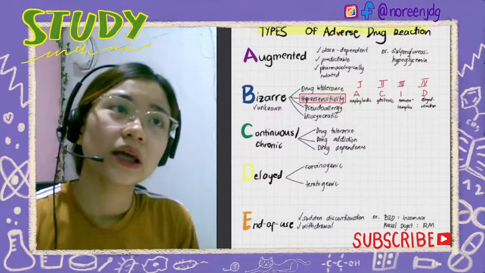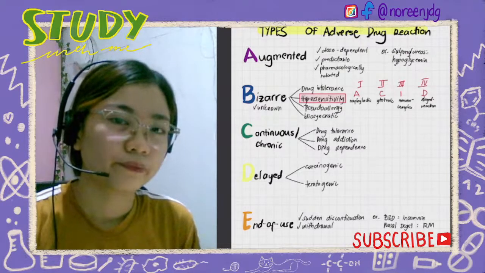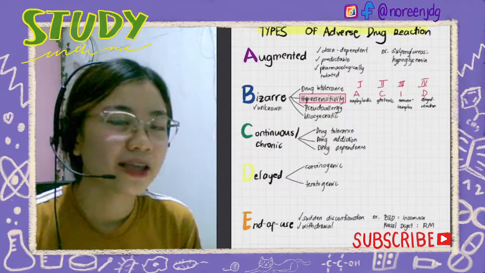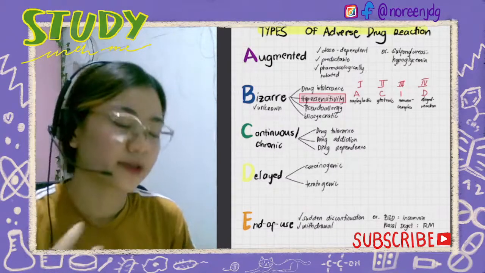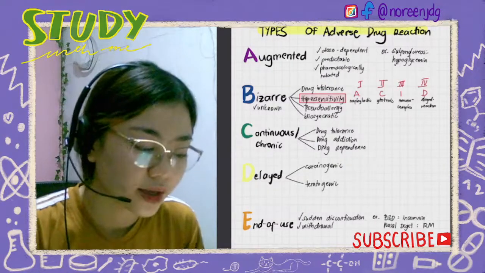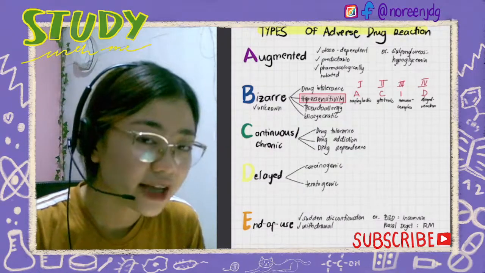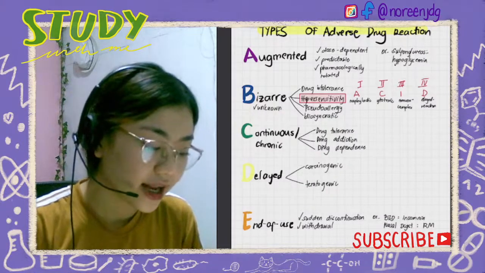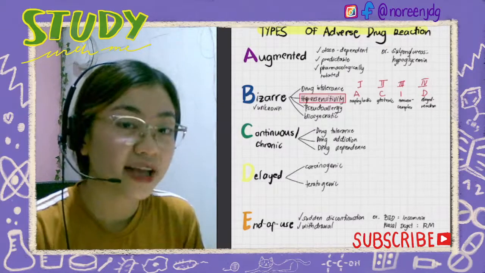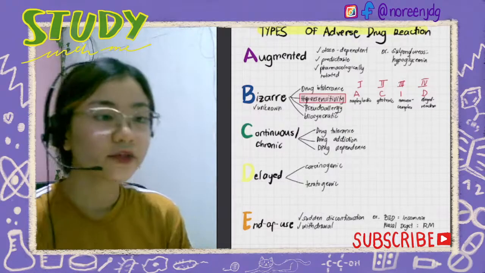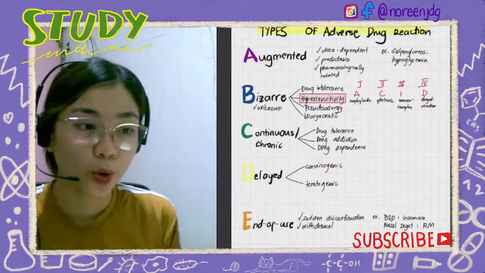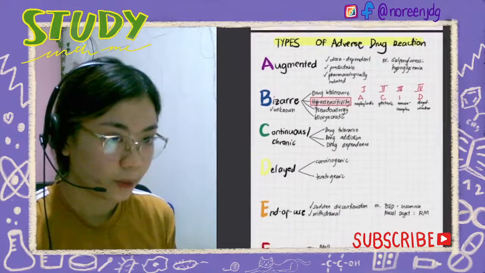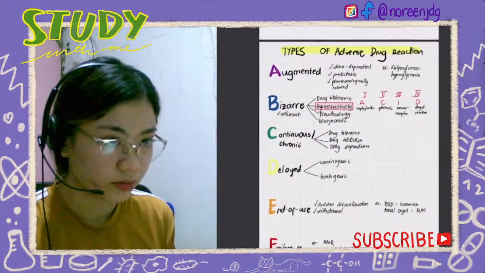It can be nakakalito. Nakakalito siya kapag hindi mo alam yung mga subcategories niya. So I suggest na aside from sa mismong meaning ng A, B, C, D, E, F, ang pinaka-tandaan nyo is yung mga examples under nila. So I'll give you time para i-screenshot to.